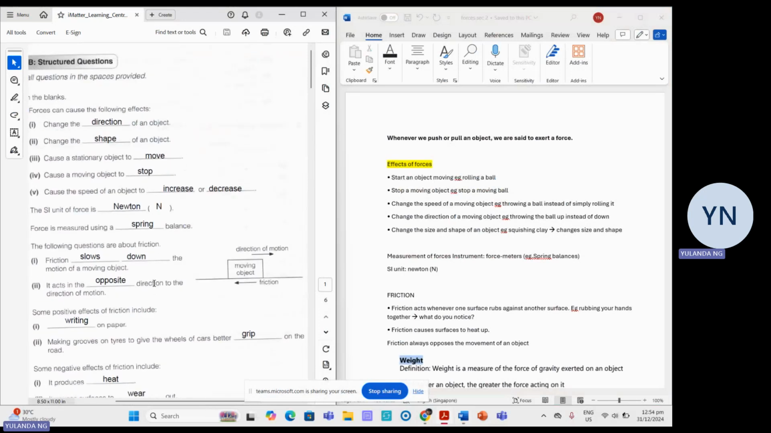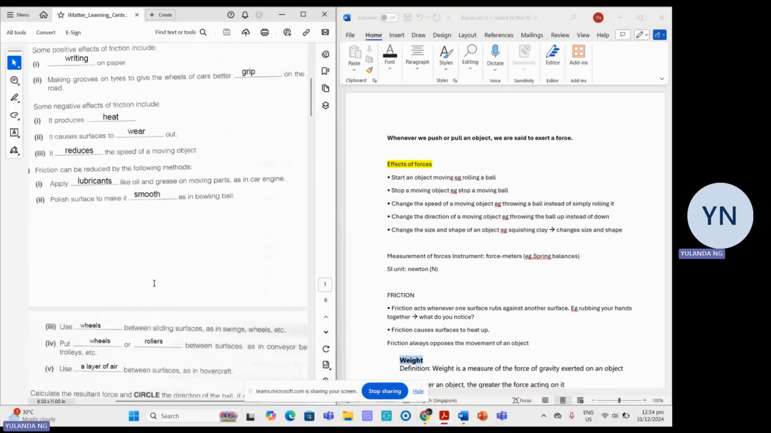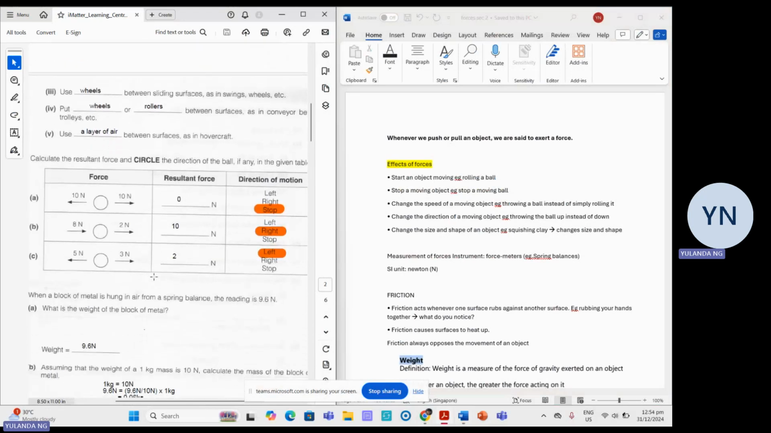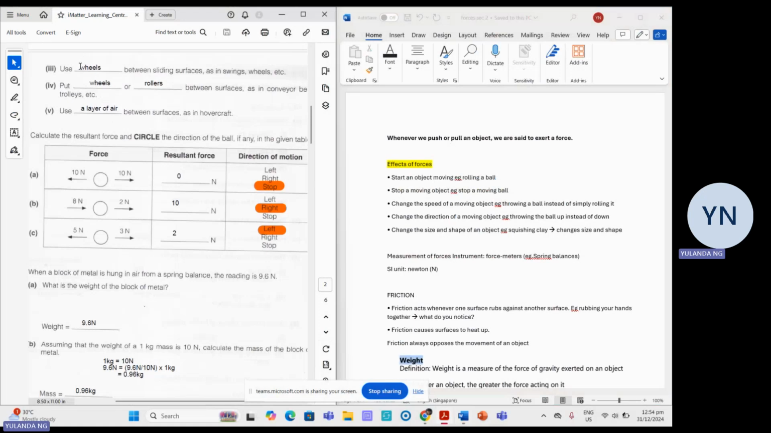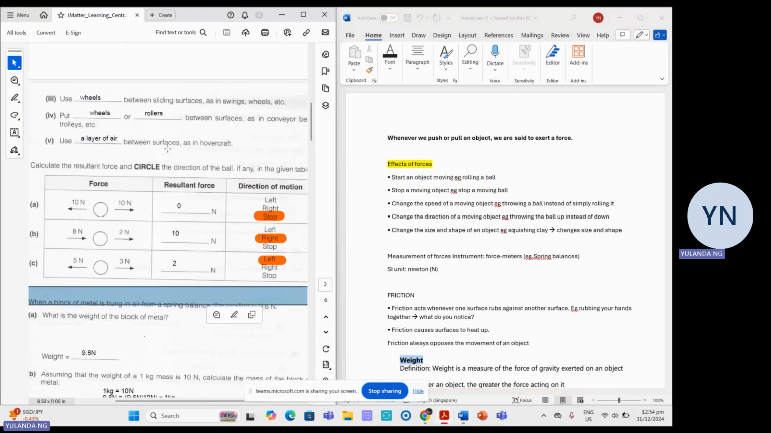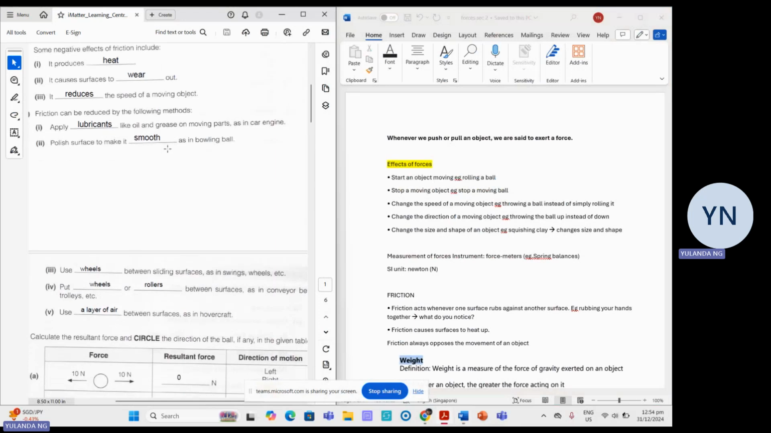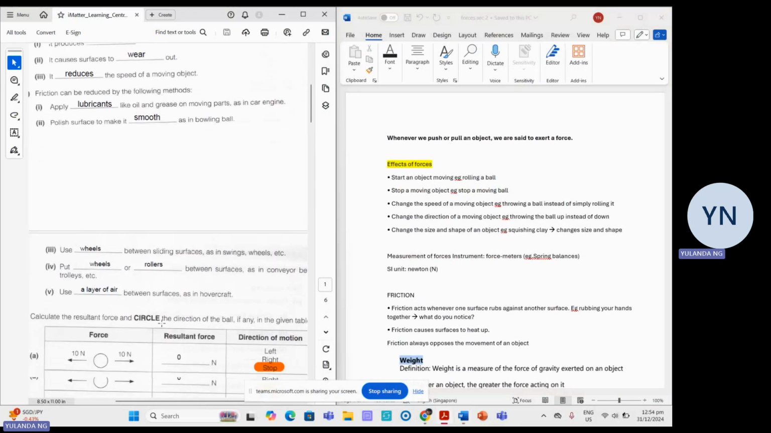So this is for the first page. I'll now move on to the second page. We can use wheels between sliding surfaces, which can help to reduce friction as well. Wheels or rollers between surfaces, or a layer of air. You can search on Google what a hovercraft is. They use a layer of air between surfaces, so this also helps to reduce friction. So these five things help to reduce friction.